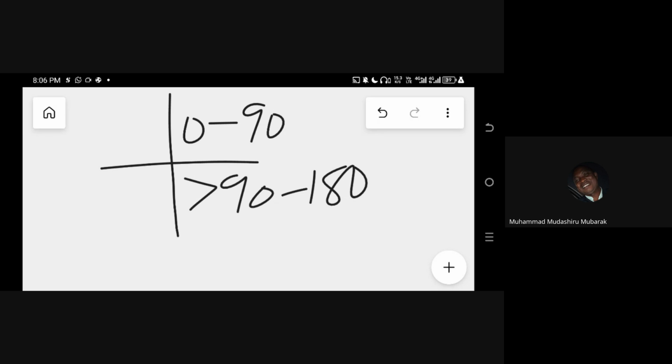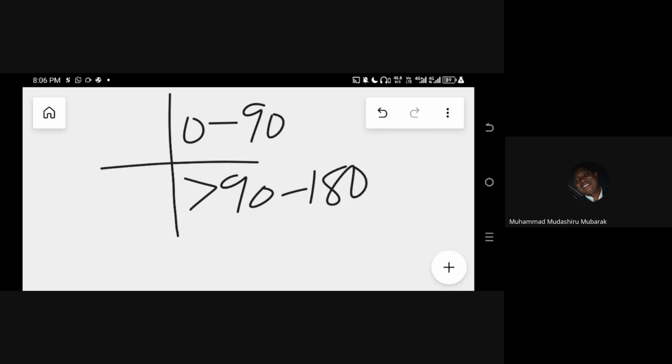Okay, let me allow you to try again. You're very close, but just something you have to change. So try again. Third quadrant, what angles will be there? Mubarak. 180 to, 180 to what? It's angles that are greater than 180.